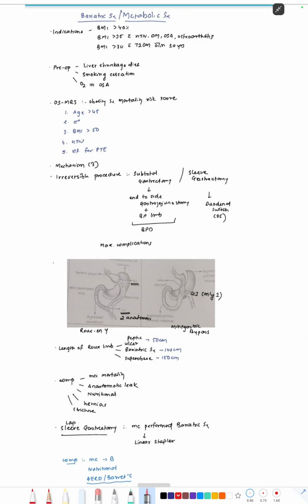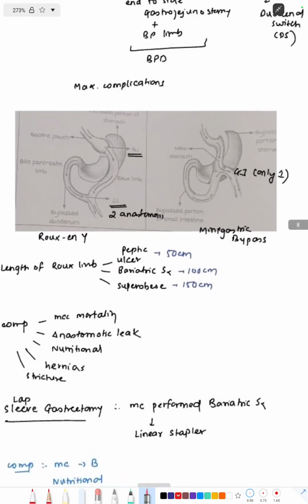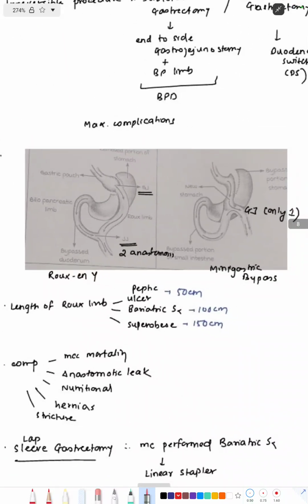Then irreversible procedure that includes the subtotal gastrectomy. Subtotal gastrectomy is an end-to-side gastrojejunostomy along with a biliopancreatic limb that is created. This is called as a BPD procedure. Or there can be DS, that is duodenal switch procedure, wherein a sleeve gastrectomy is done. But however, they are related to maximum complications, and because of which these procedures are now obsolete.